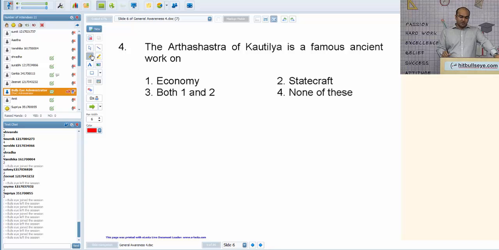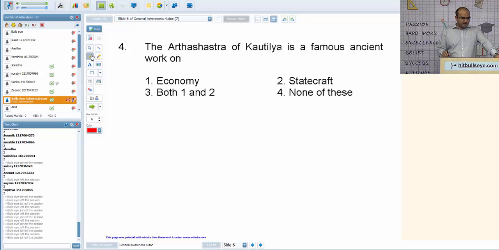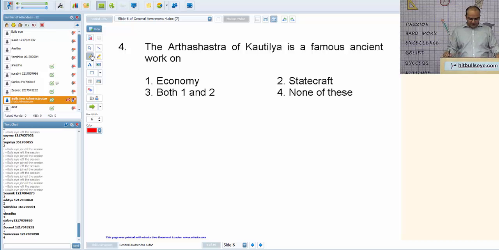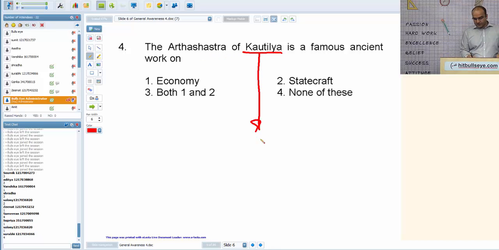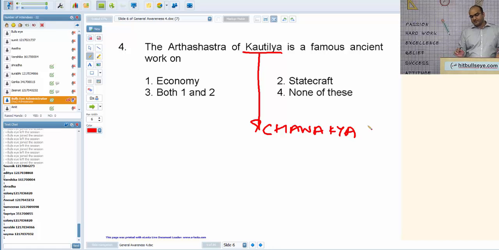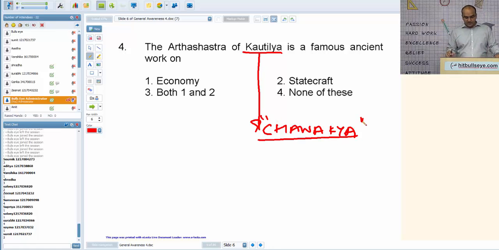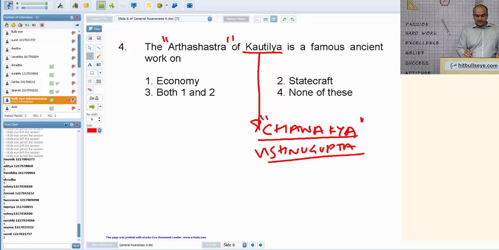Next, the Arthashastra of Kautilya is a famous ancient work on which topic? Okay, I see most of you are getting confused with regard to this particular question. Kautilya, of course, is another name of the famous advisor of Chandragupta Maurya, the founder of the Mauryan dynasty, right? Also known as Chanakya. His real name, of course, was Vishnugupta. He wrote the book Arthashastra.